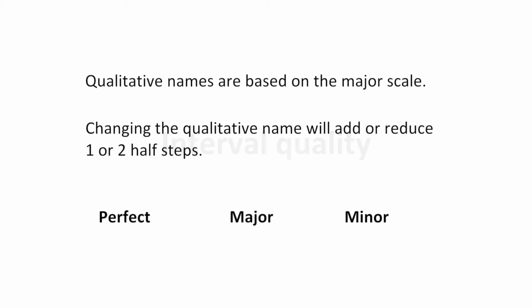So we've covered how to name the quantity of intervals, so now let's cover the quality names. The qualitative names of intervals are based on the major scale, and changing the qualitative names will add or reduce 1 or 2 half steps from the interval. For example, C to E and C to E flat are both thirds, but they are obviously different notes and obviously will have different intervals.